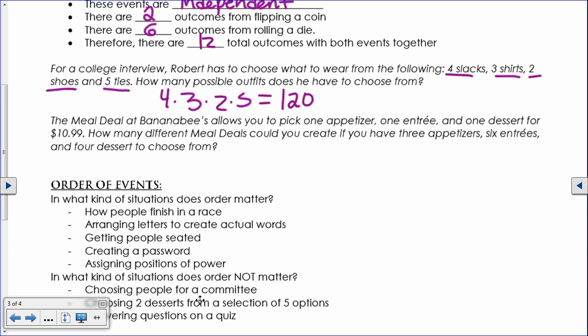Okay? So going back to the question I introduced at the start. The meal deal at Banana Bees allows you to pick one appetizer, one entree, and one dessert for $10.99. How many different meal deals could you create if you have 3 appetizers to choose from, 6 entrees to choose from, and 4 desserts to choose from? How would you find out? Okay, that's going to be 72. So if they give you a bunch of independent events and ask you how many different possible outcomes you could have with all of them put together, just multiply your options. Okay?